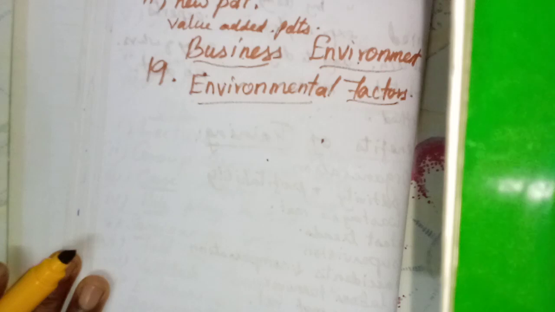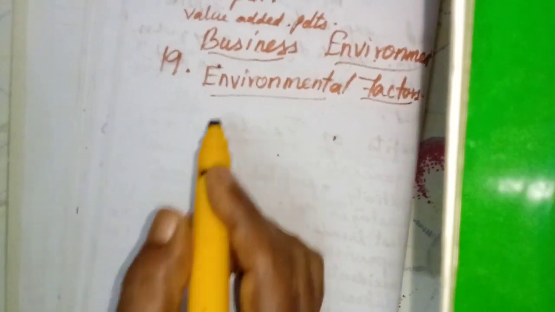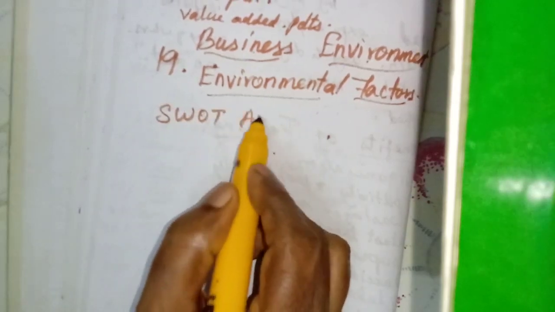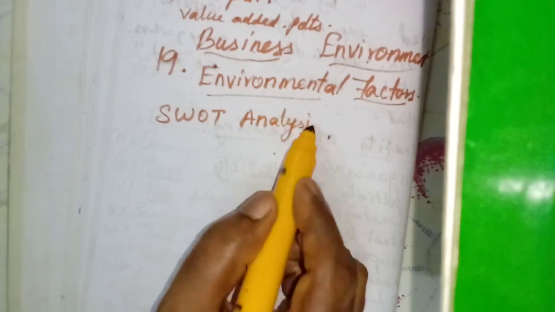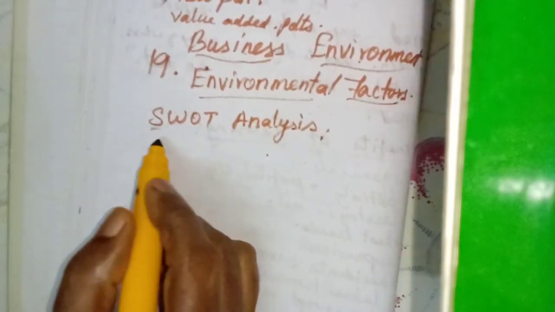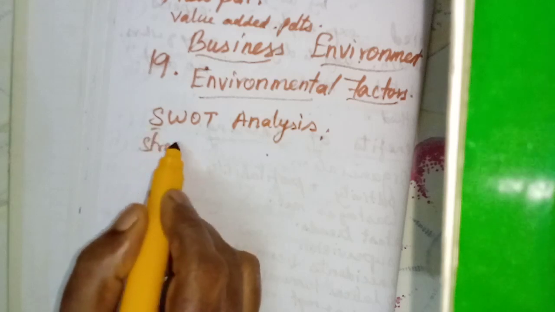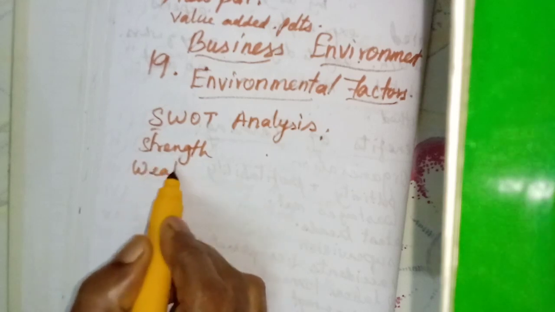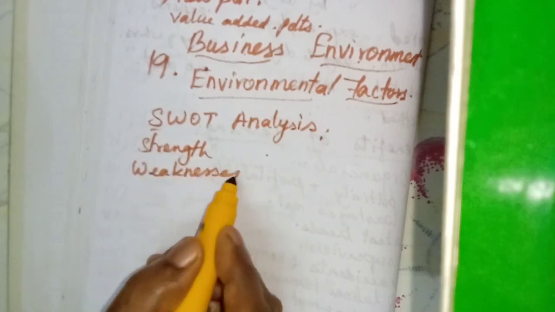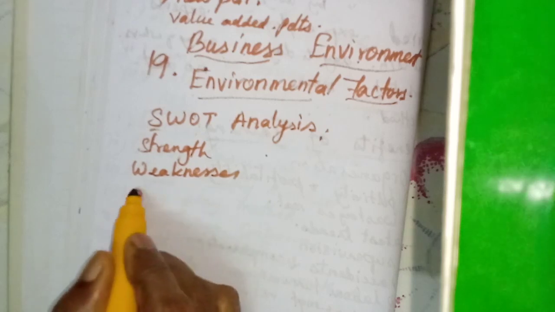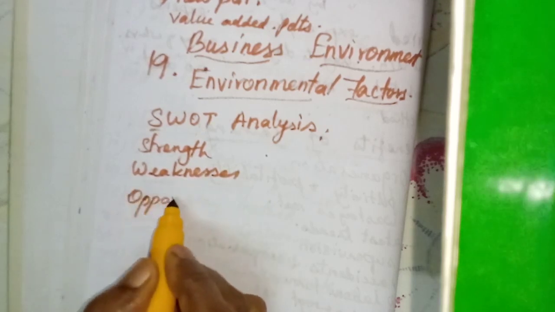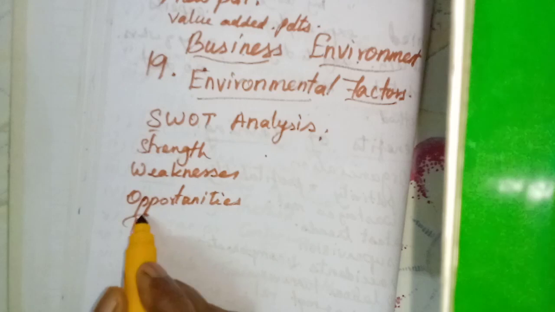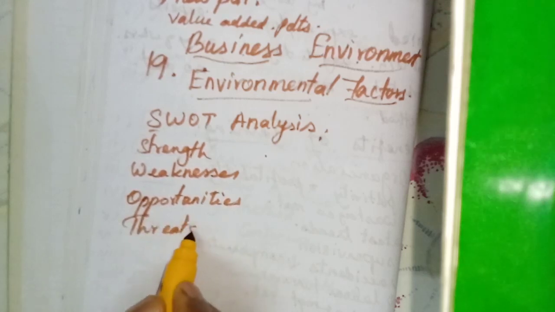They have to carry out one analysis, that is called SWOT analysis. I think you might have heard this in lower classes. SWOT analysis. The S stands for strengths. Then W stands for weaknesses. What are their strengths? What are the weaknesses? Then O stands for opportunities. Then T stands for threats. Okay.